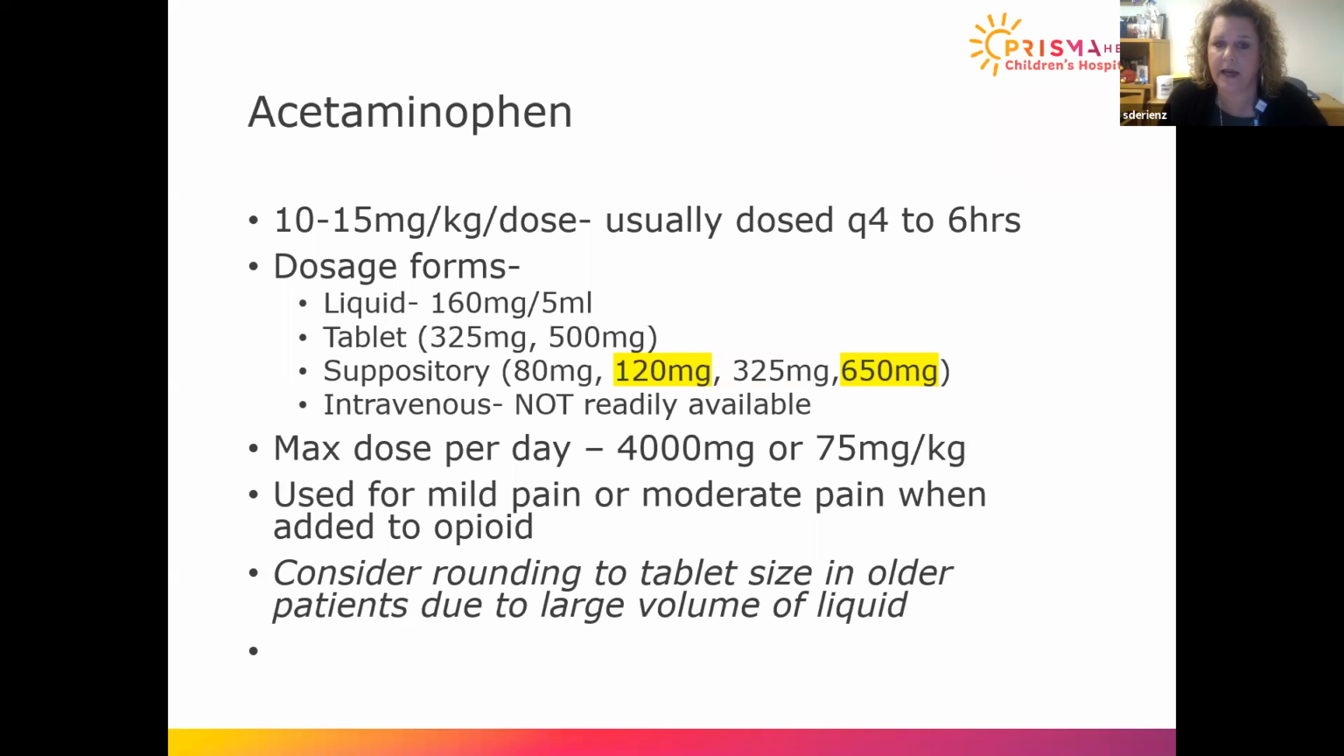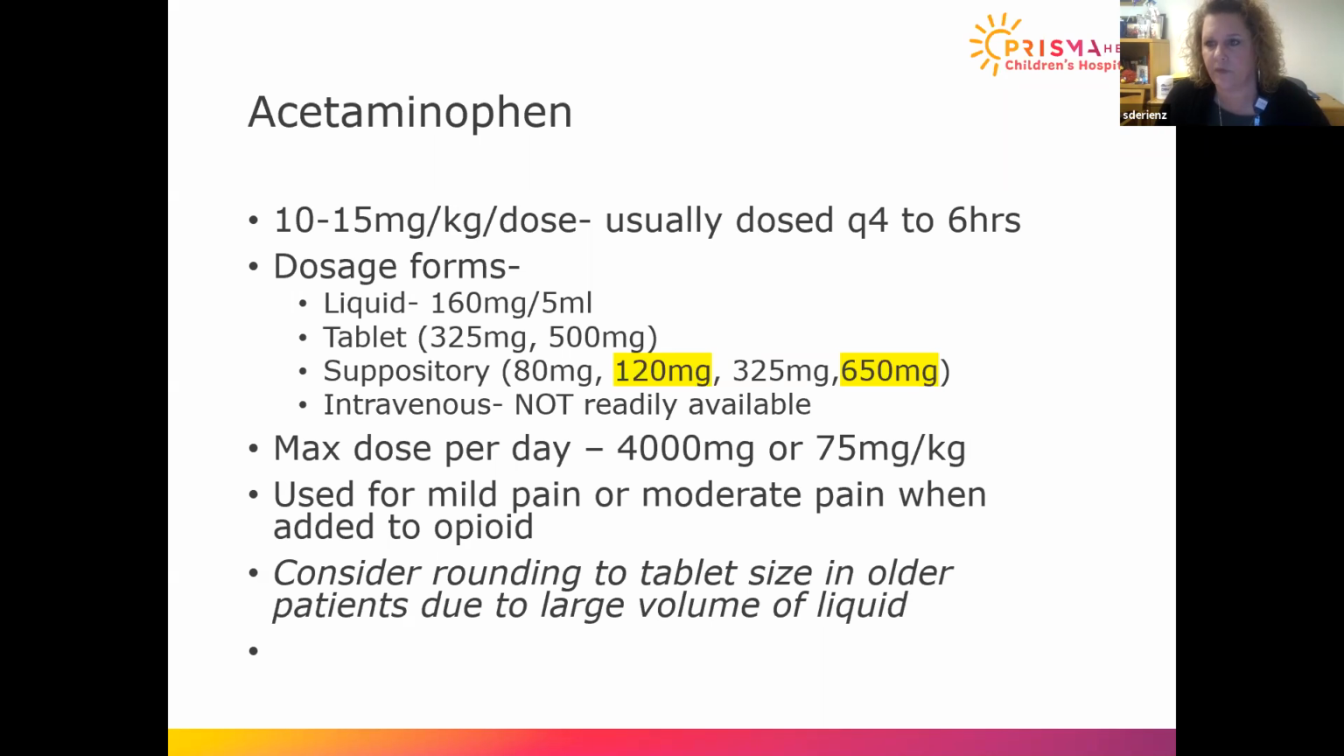One thing to keep in mind is it does come in some different dosage forms, and depending on which patient population you're using it in, that usually steers you to what you're going to use. One thing I will caution you about is, of course, these are more examples of what we have here at the hospital.